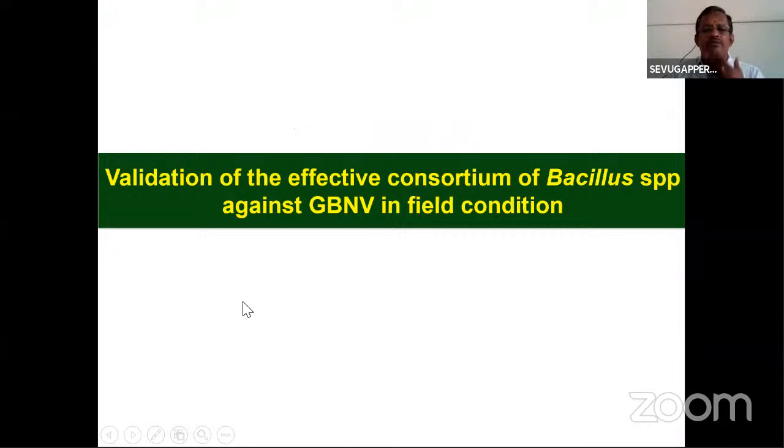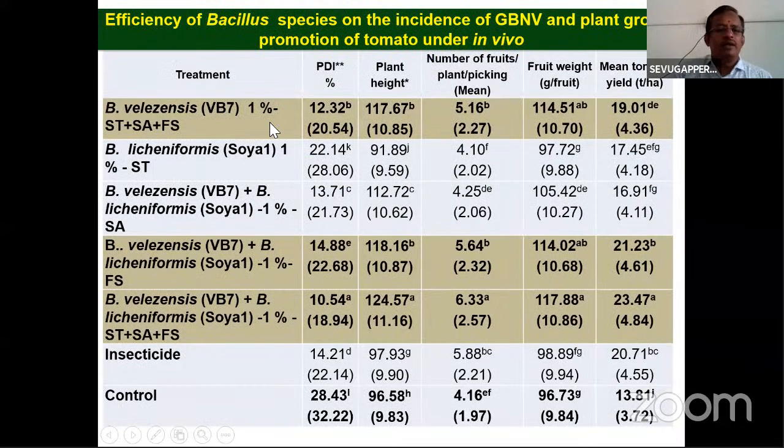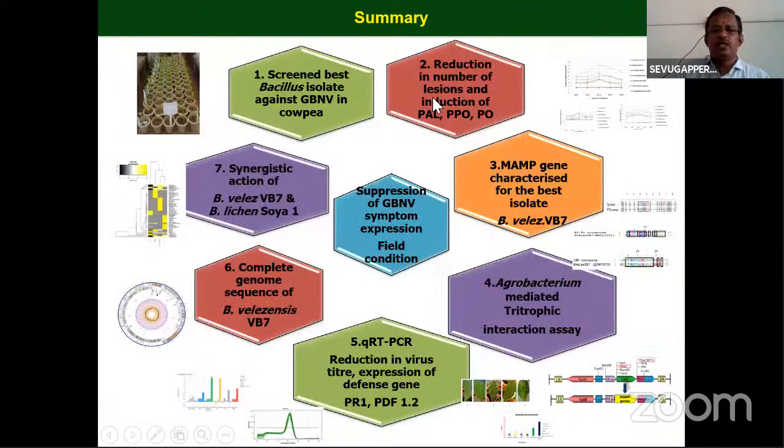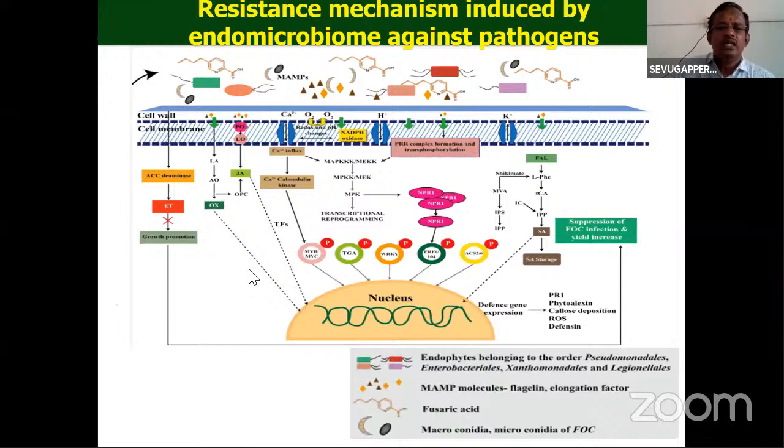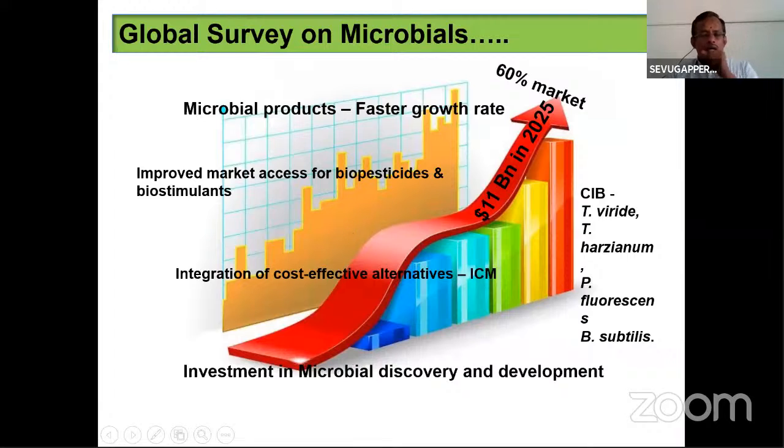And the validation of the effective consortium against the GBN and in the field conditions also was found to be effective. So to conclude, these are the different mechanisms found to be associated with the suppression of the virus, which is responsible for triggering the microbe-associated molecular pattern in the plant system, and thereby it is responsible for the suppression of the viral disease. So this is the hypothetical abstract made based on the findings, which says that the virus disease has been suppressed because of this.